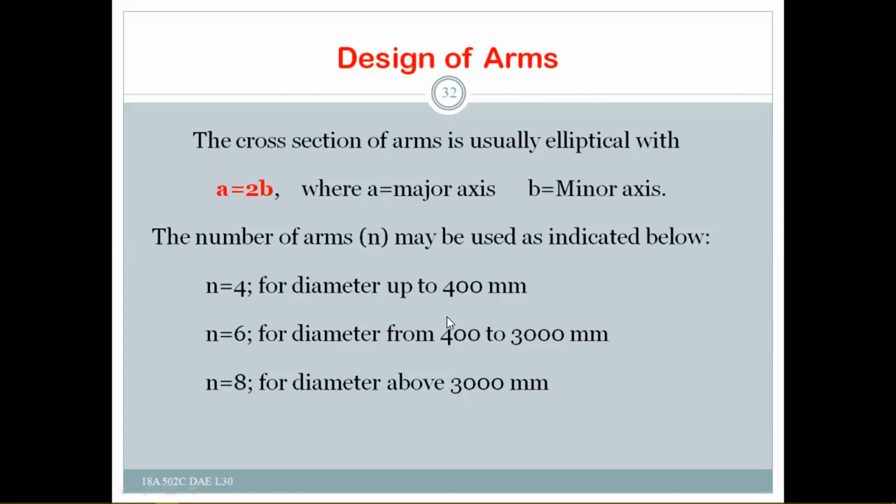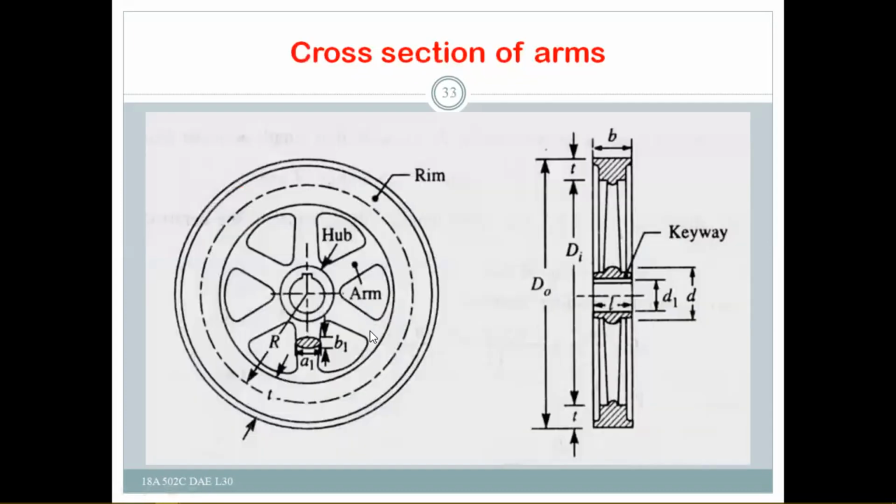So here you can see this is the elliptical cross section where a is the major axis and b is the minor axis. And this is the outer diameter of the rim and this is the inner diameter of the rim, and this is the thickness of the rim and this is the width of the rim. Now small d, as per our convention, it is d and d1. Here it is the outer diameter of the hub and the inner diameter or bore diameter of the hub. This is the length of the hub.